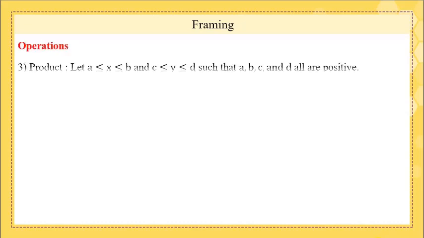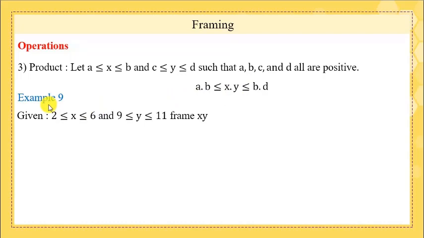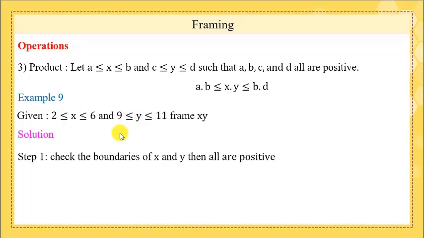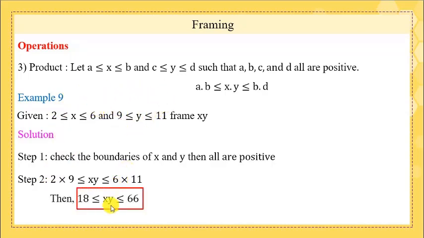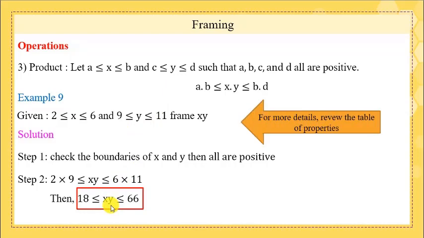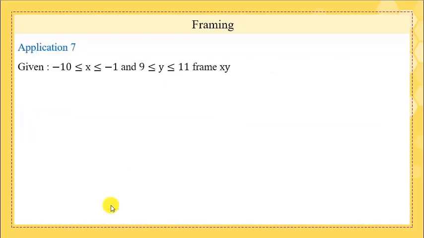The third operation is the product. We have two numbers x and y and we want to find the bounding of xy, or the framing of xy. So first of all, we check if the boundaries of x and the boundaries of y are positive. When they are positive, we go to step 2 and multiply the lower by the lower bound and the upper by the upper bound to find the framing of xy. More details again in your textbook.